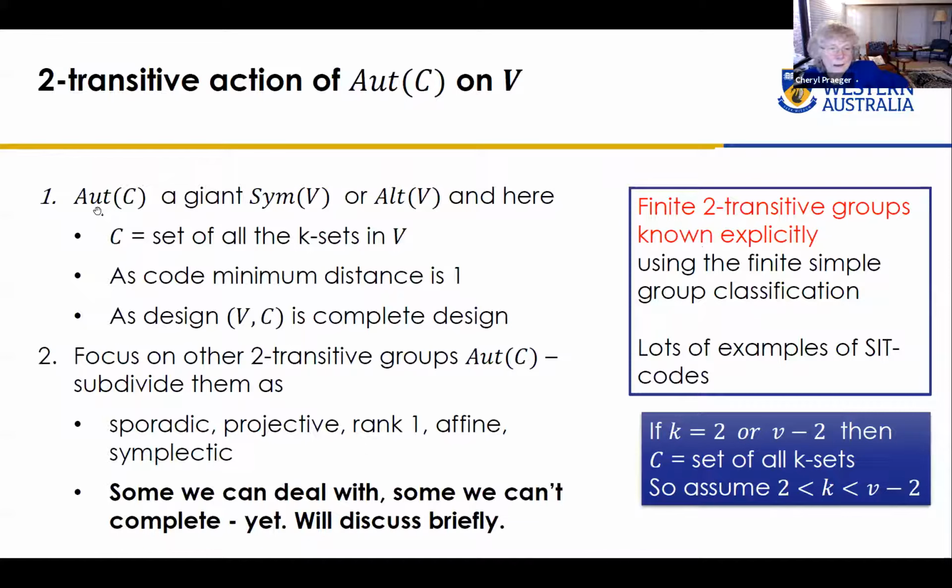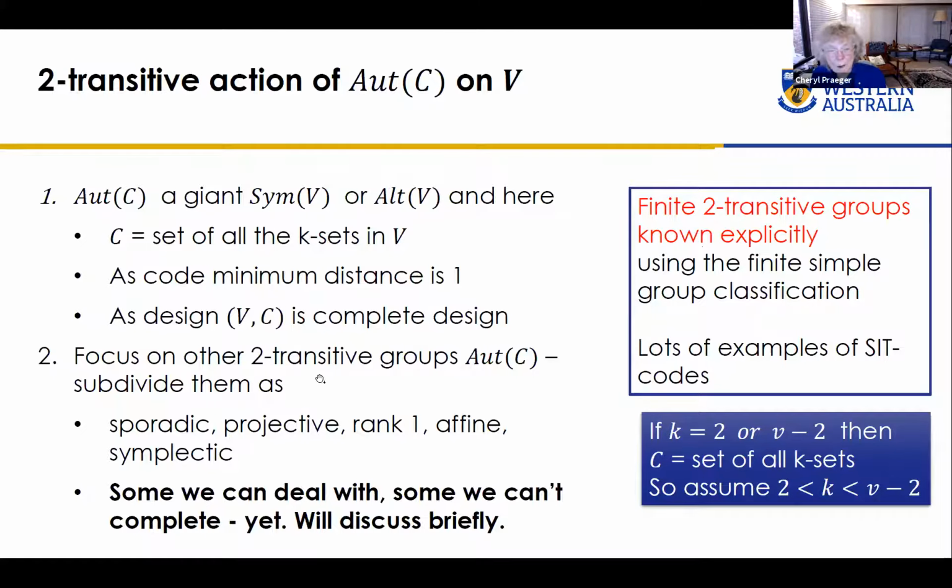And think about what this has if we were looking at the giants. So perhaps some of us think immediately about two transitive groups as examples being the full symmetric group or alternating group. Here again, the only SIT codes are the trivial ones taking all K sets. As a code, the minimum distance is 1, not so interesting. As a design, the design is a complete design, so maybe not so interesting.